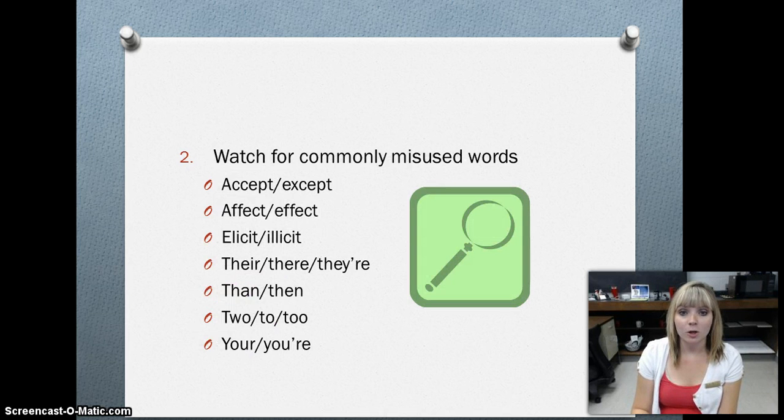You also want to watch for commonly misused words. The following list contains just a few of the words that students often misuse, and many of these your spell checker won't pick up on. Accept and except, affect and effect, elicit and illicit, there, their and they're, than and then, the 3 twos, your and you're. So if you can watch out for these errors, this will hopefully save you a few points on a paper.